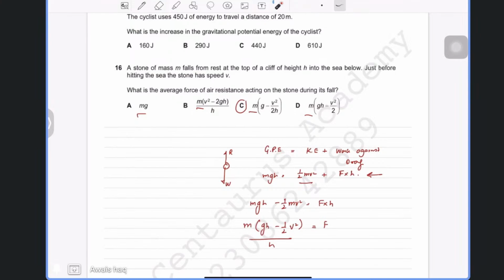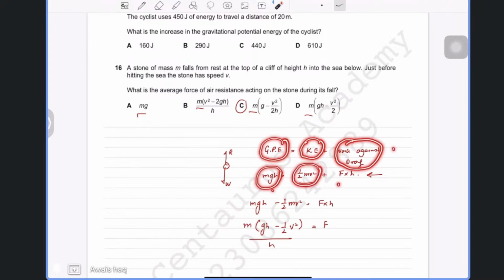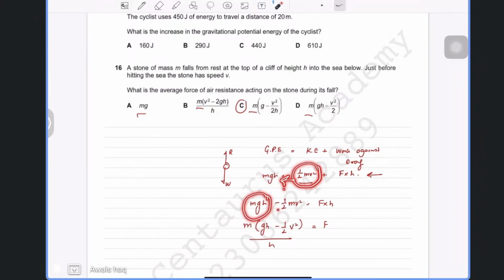So it means that this gravitational potential energy will be equal to the kinetic energy, that's the useful work, and then work against the friction right here. Gravitational potential energy is given by mgh, kinetic energy is half mv squared, and work against drag would be force times the height it has fallen. Understood? Then what I did, I took this term on this side, so it will be mgh minus half mv squared. That would be equal to the work done against friction. Get it? Then I divided by this h right here, and I got this expression.